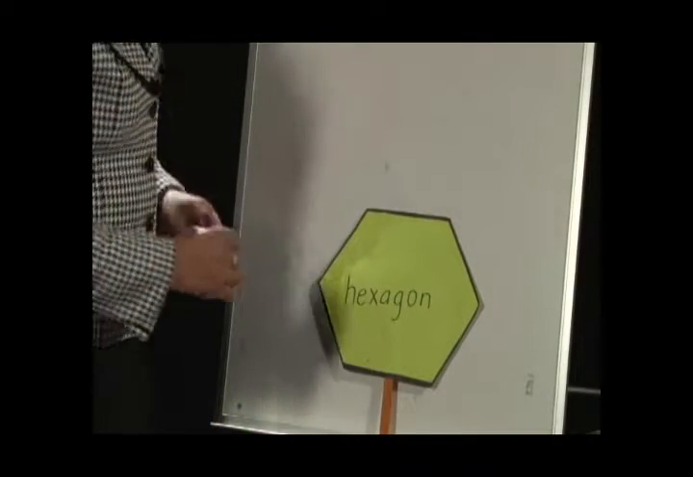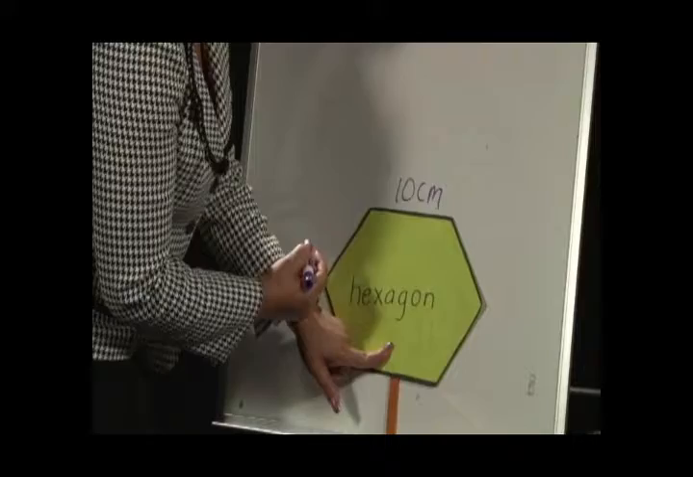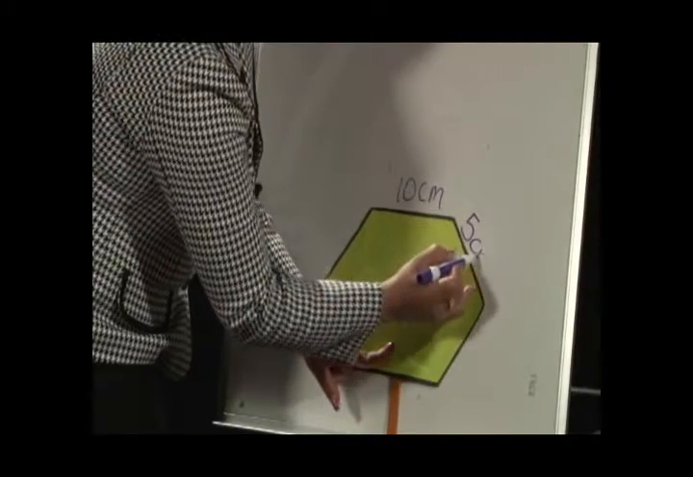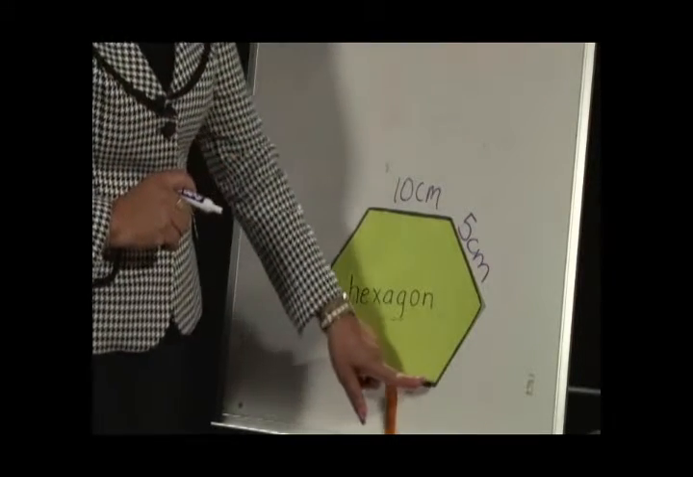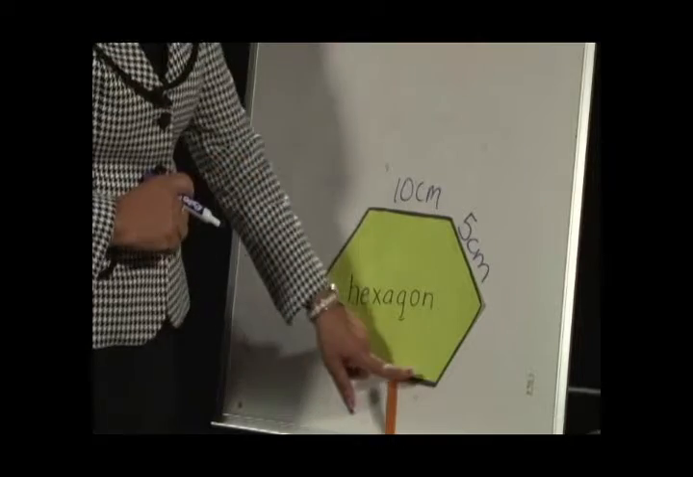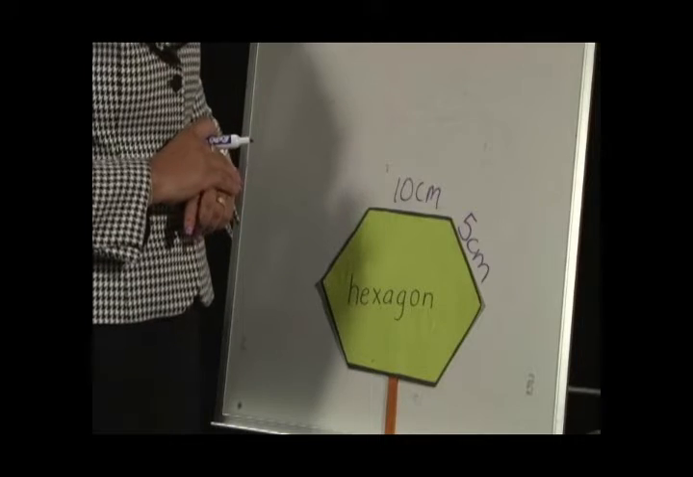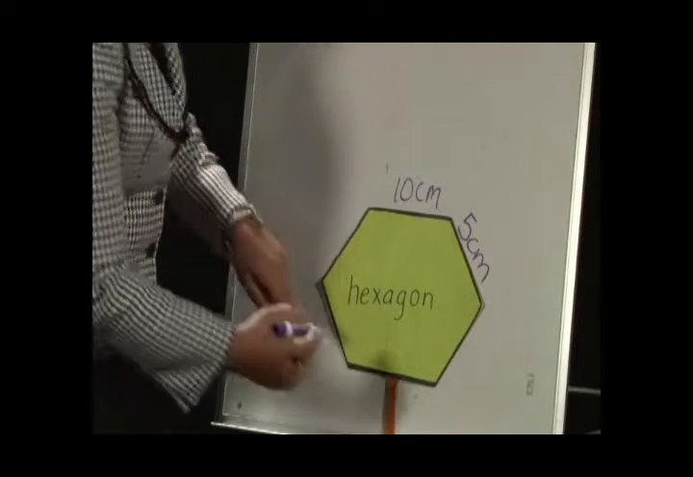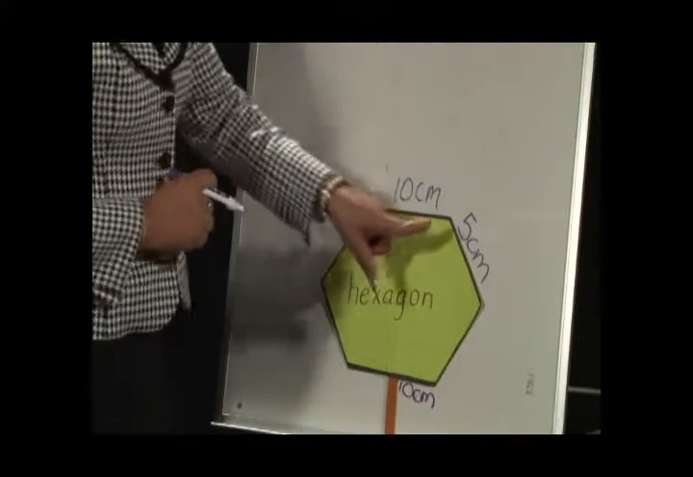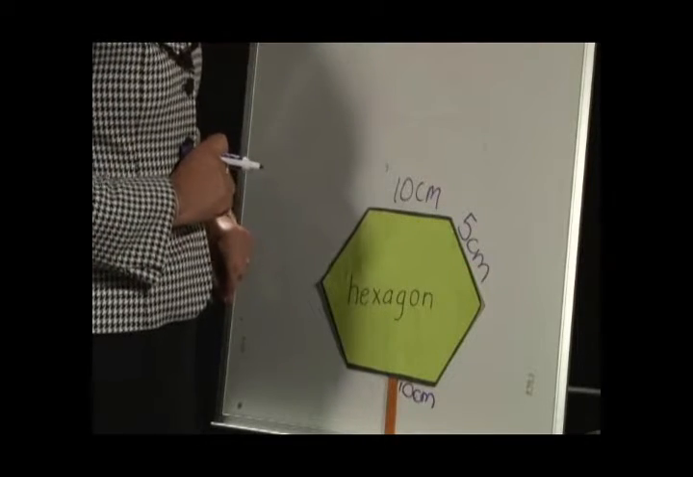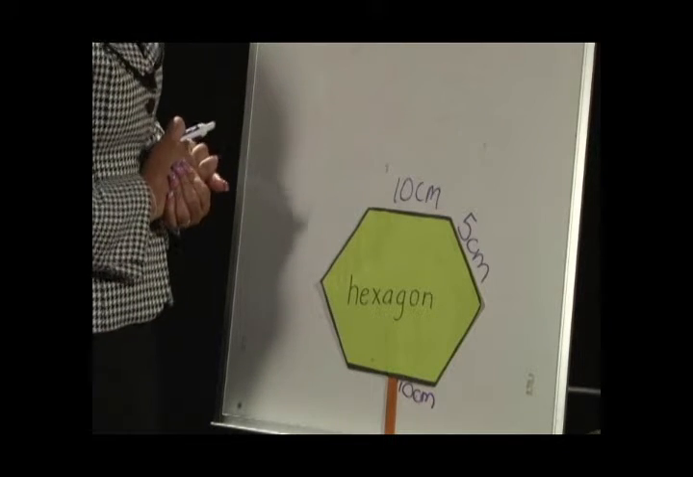Let's say this side measures 10 centimeters. Here, 5 centimeters. What do you think the measurement of this side will be, seeing that this side is the same length as this side? If you said 10, then you are correct. Over here measures 5 centimeters. What do you think the measurement of this side will be? It will also be 5 centimeters.